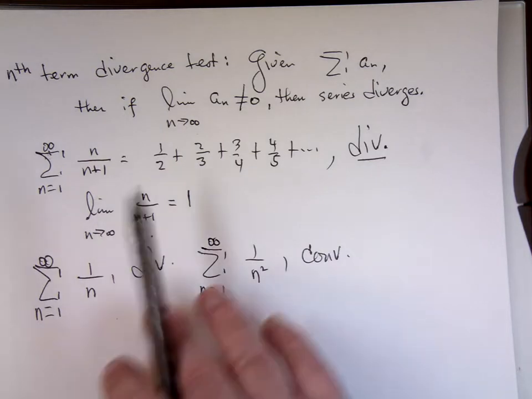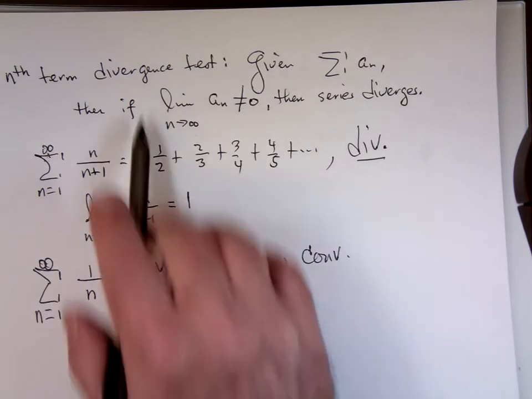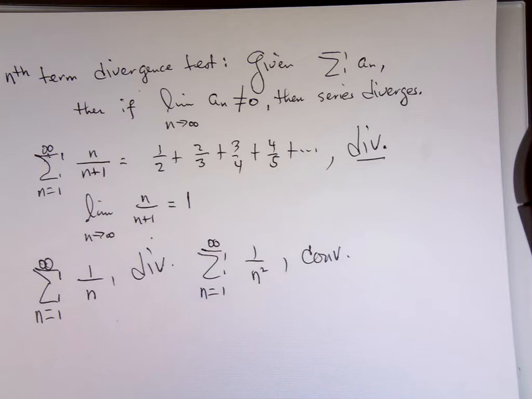That's the nth term divergence test. That's generally what you're going to do first. When you have an unknown series to analyze, what do you do first? Check to see: are the nth terms going to 0? If they're not going to 0, you're done. The series diverges. If they do go to 0, you're not done. You have to use another test to see if they're going to 0 fast enough. Everybody understand that distinction?